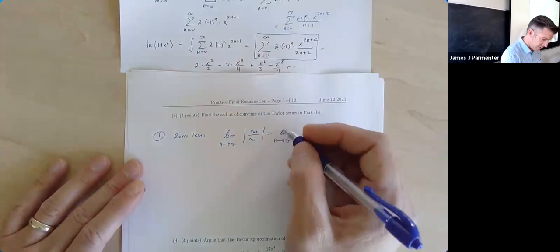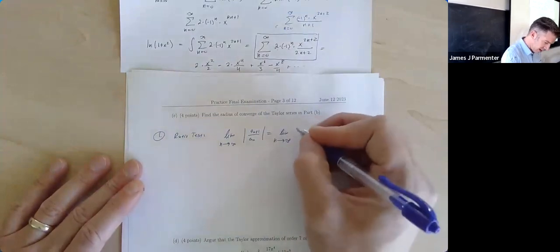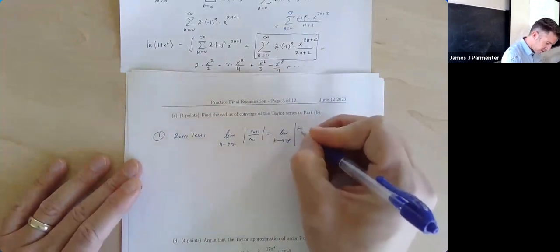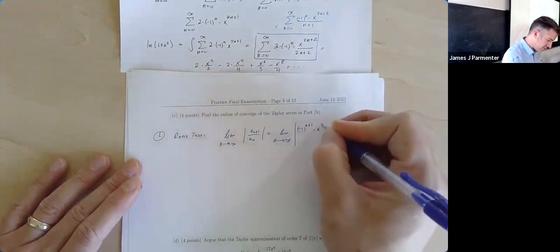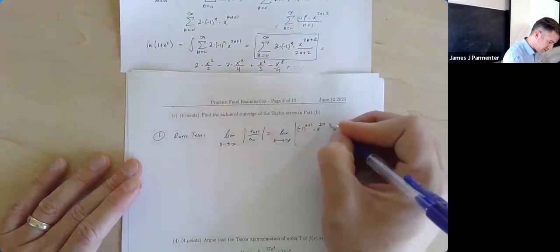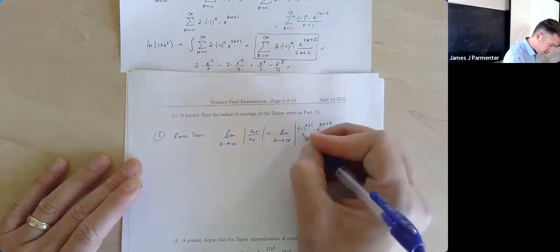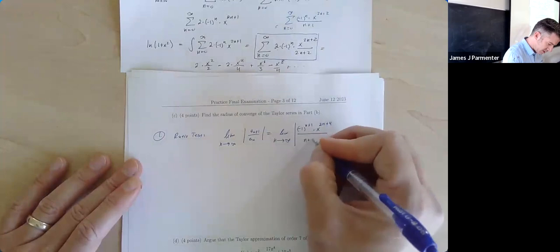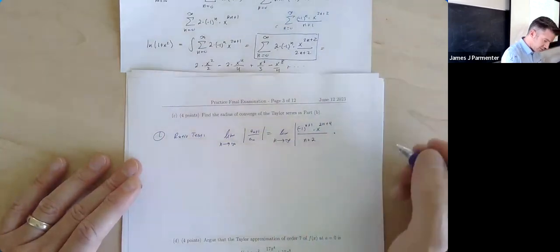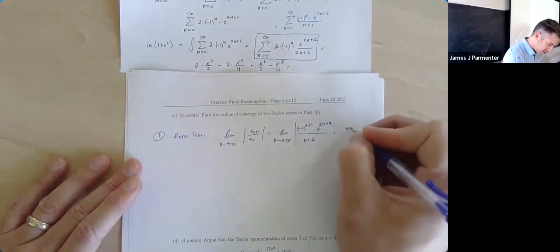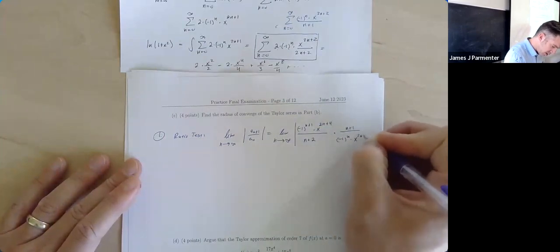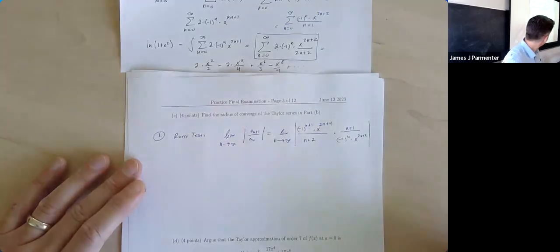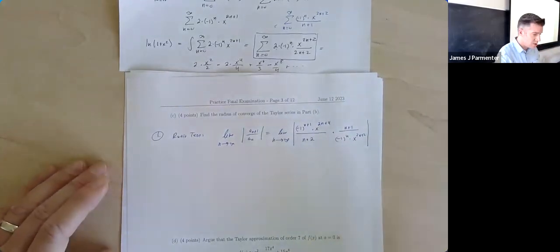So doing it this way, we've got the limit as n goes to infinity of the absolute value of (-1)^(n+1) times x^(2(n+1)+2), so 2n plus 2 plus 2 is 2n plus 4, over n plus 2, and then times the reciprocal of the thing we have: n plus 1 over (-1)^n times x^(2n+2). And in my opinion, you can do all the simplifying here in one shot.